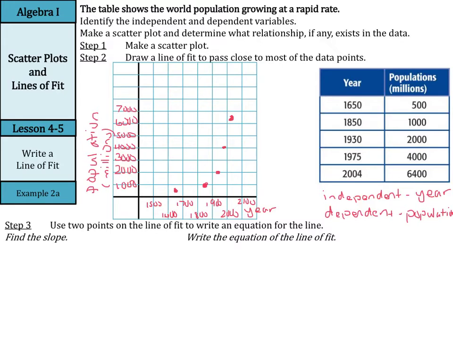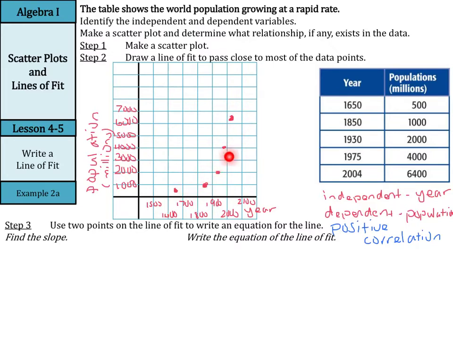Now, as we look at our correlation to determine what relationship we have, as the years go on, our population is definitely increasing, so we can say that we have a positive correlation, since again, as our x increases, so does our y. Now, as I go to draw a line of fit, or a trend line, we're going in this upward direction.